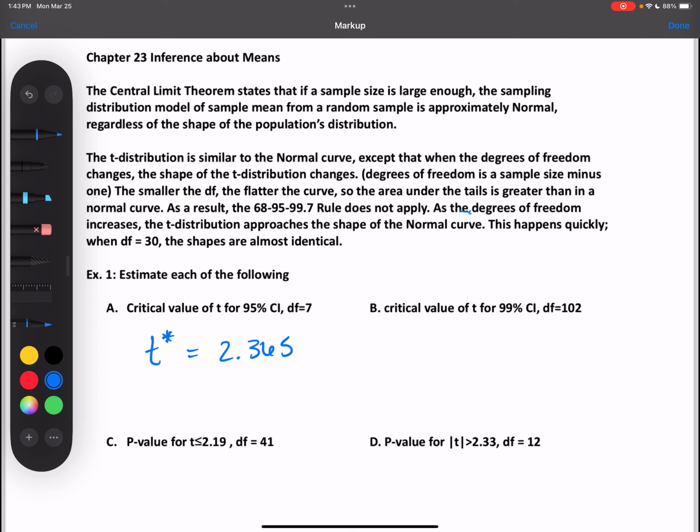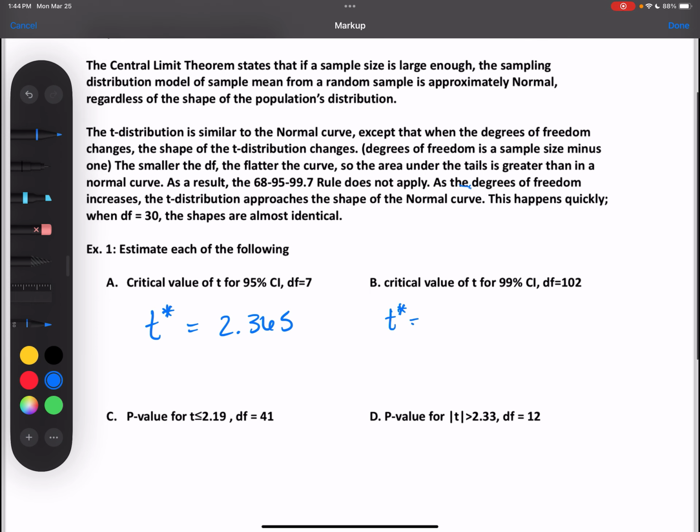B, critical value of t for 99% and degrees of freedom 102. So if we look at our table here, okay, it's going to be the one for 0.01 for two-tailed, but do I have degrees of freedom for 102? No. So when that happens, we go down. So we're going to consider it as 100. And that would be this 2.626. So t star is 2.626.